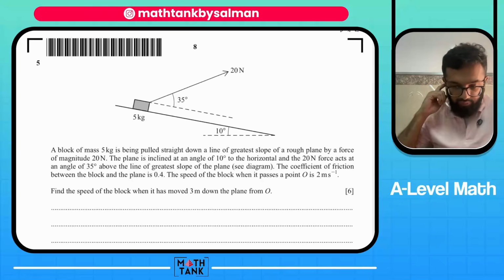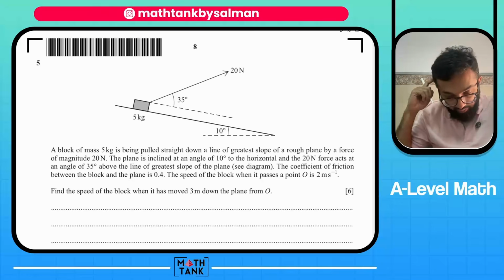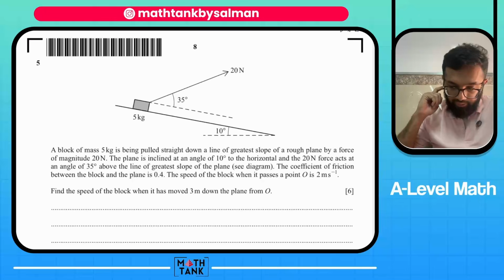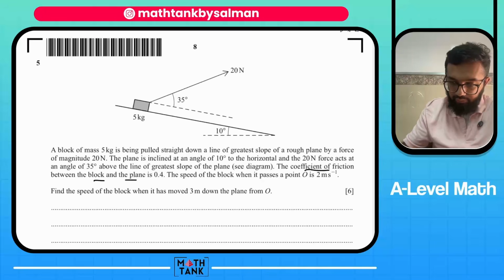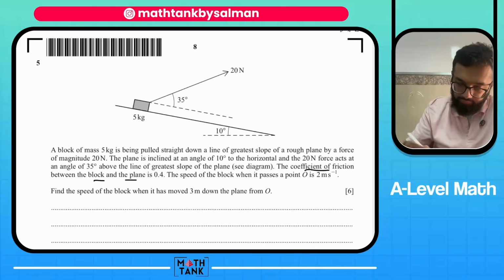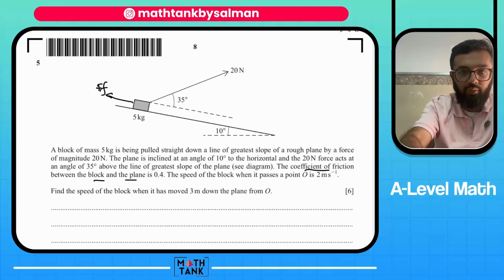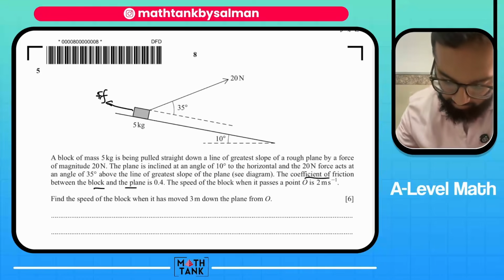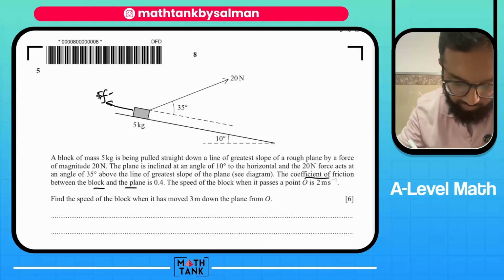A block of mass 5 kgs is being pulled down by a force of magnitude 20 newtons. The plane is inclined at an angle of 10 degrees to the horizontal, and the 20 Newton force acts at an angle of 35 degrees above the line of greatest slope of the plane. The coefficient of friction between the block and the plane is 0.4. So 0.4 R, sorry, 0.4 R.